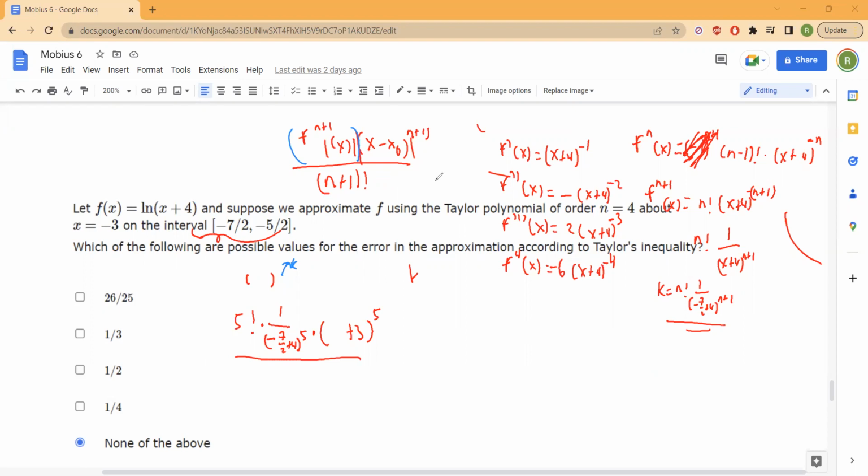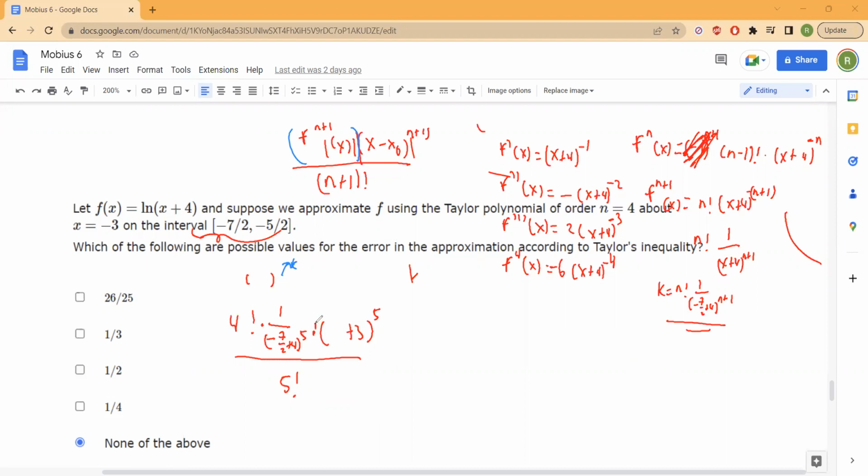So 4 plus 1. Why did I write 5 here? I said it should be 4, and I wrote 5 again. It should be 4, because our n is 4. It's 4 factorial, and then on the bottom, it's going to be 5 factorial. There you go. So now, let's figure out what our x is.